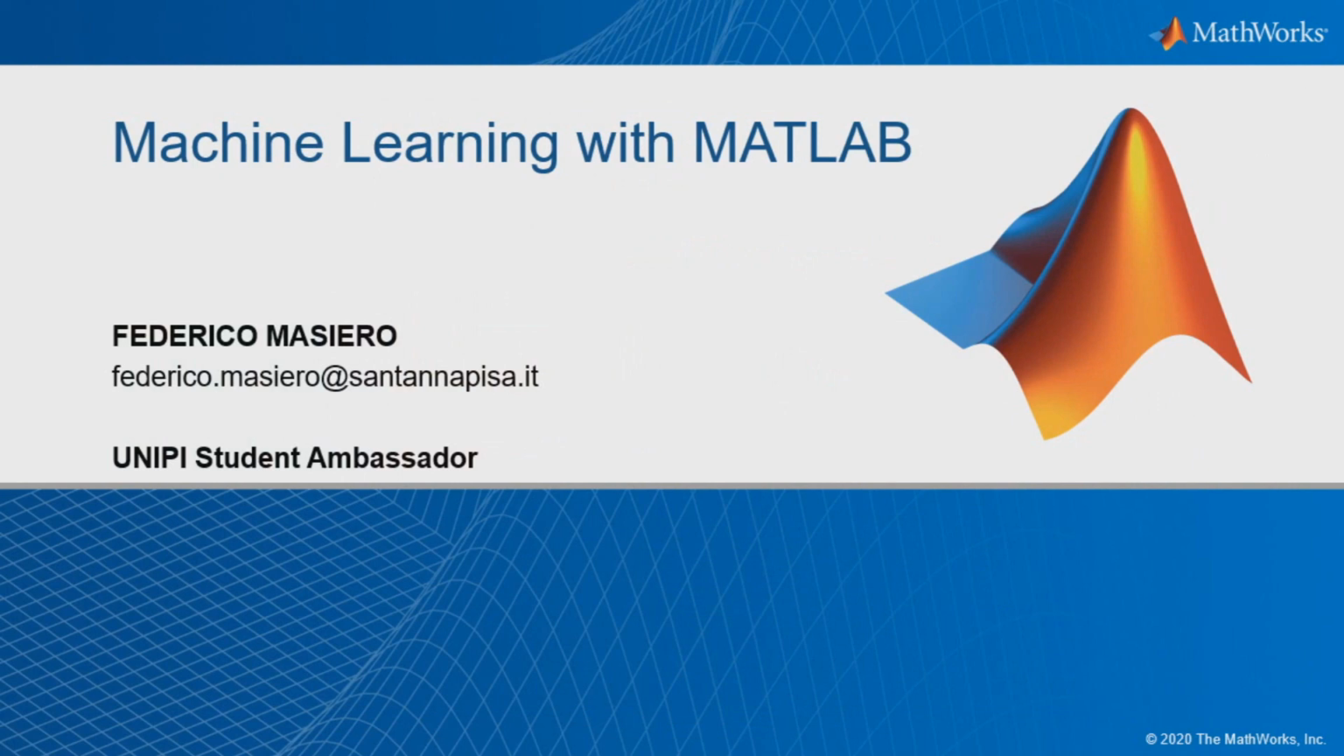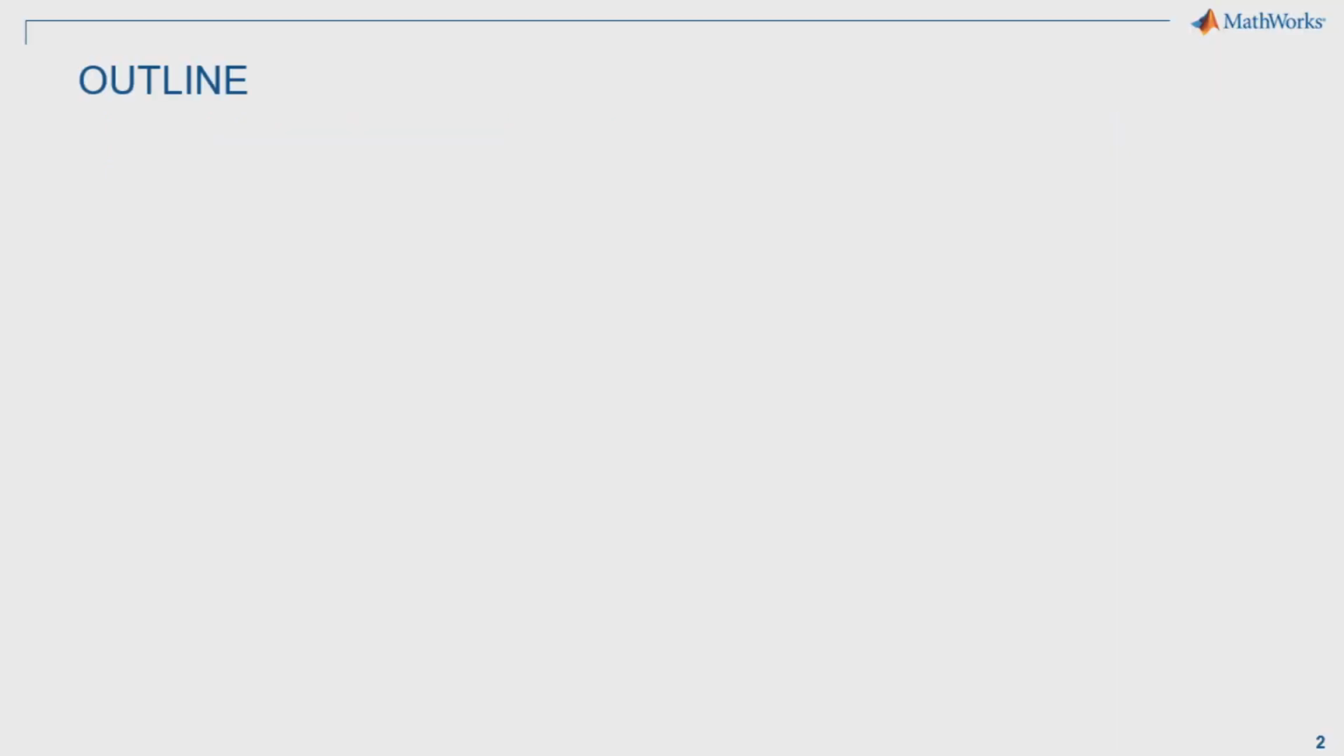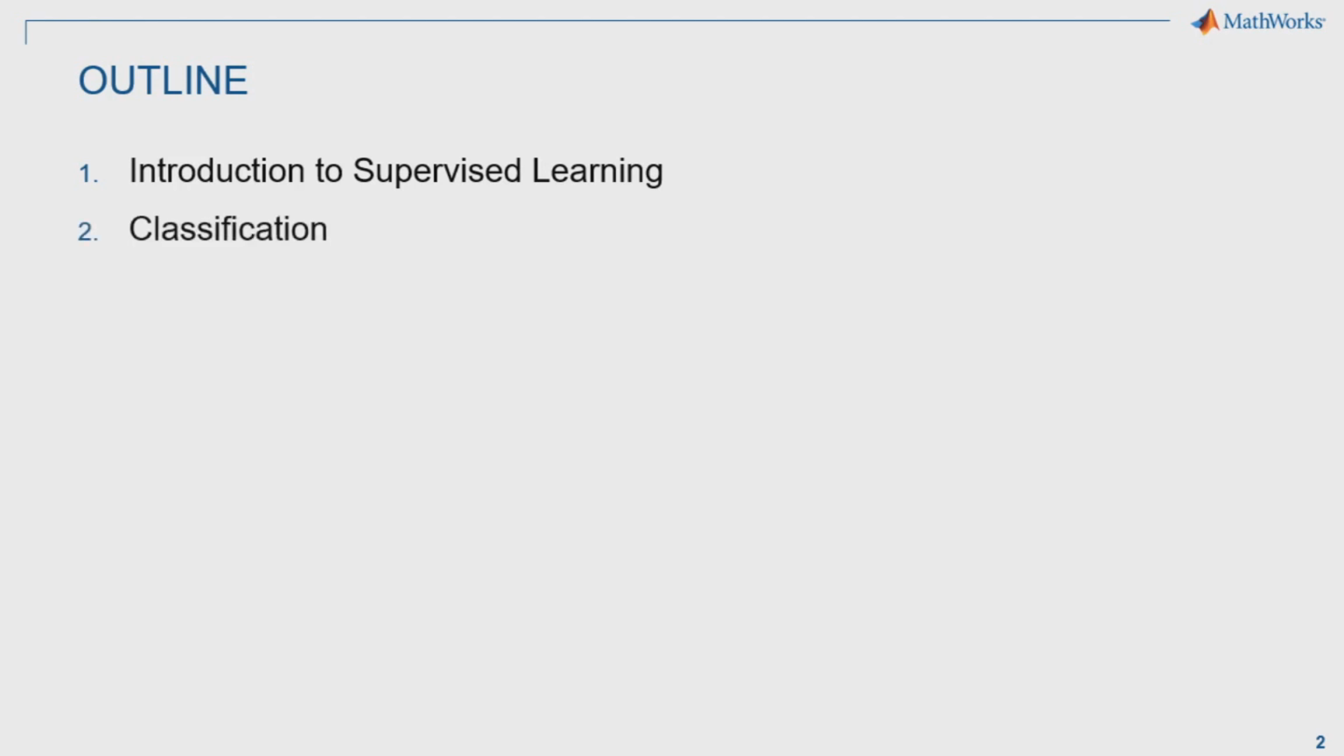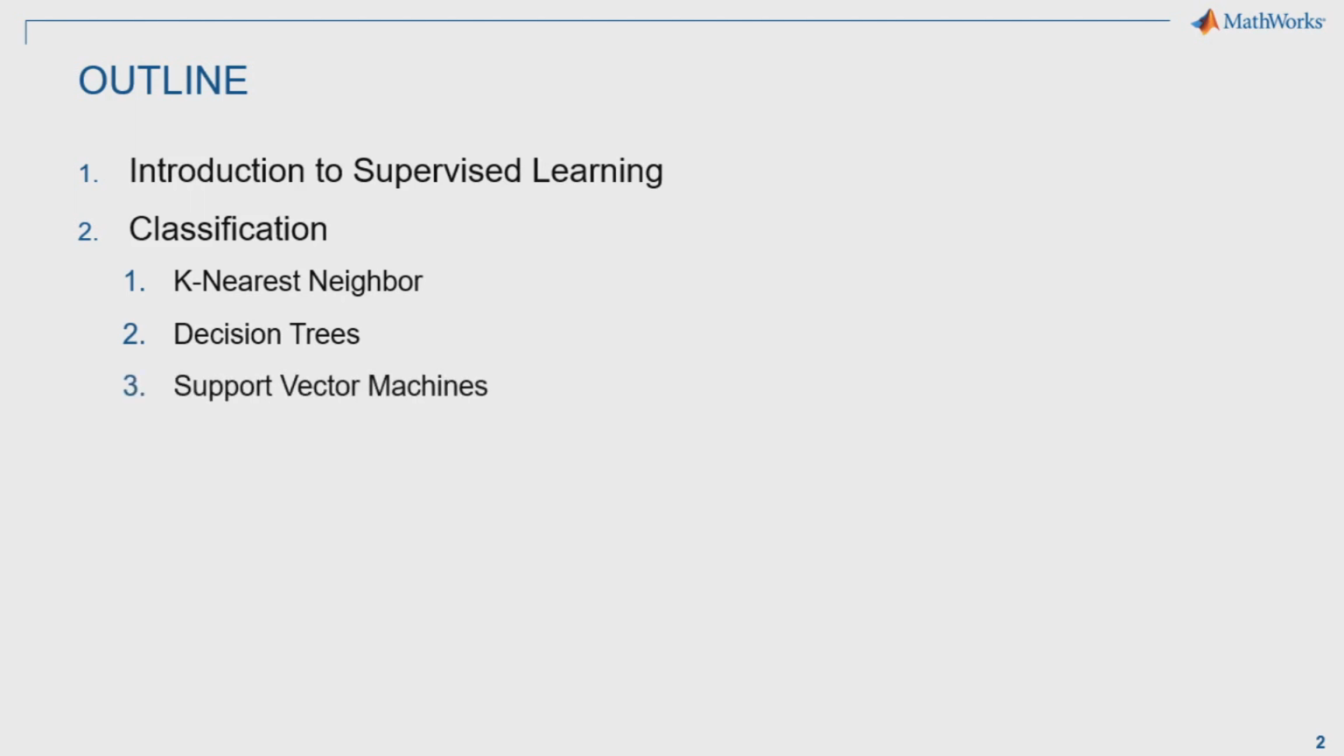So this is the presentation. You see the title is, as last time, just machine learning with MATLAB, but of course the contents are all updated. Today the outline of the presentation regards an introduction to supervised learning first. Then we will move to classification, and in particular, talking about classification, we will see K-nearest neighbor, decision trees, support vector machines, and these are mainly the three algorithms that we will see to train a classifier.